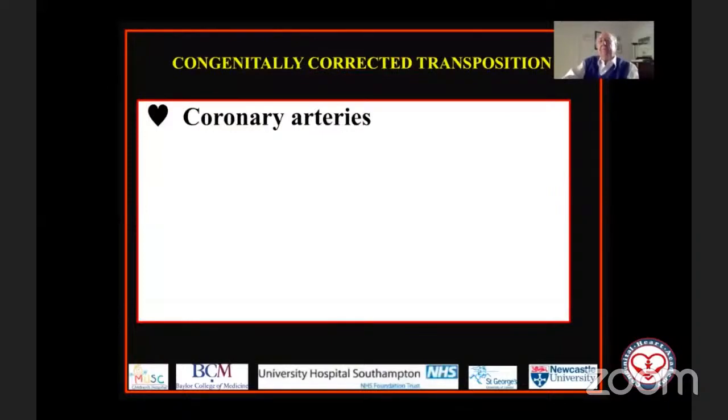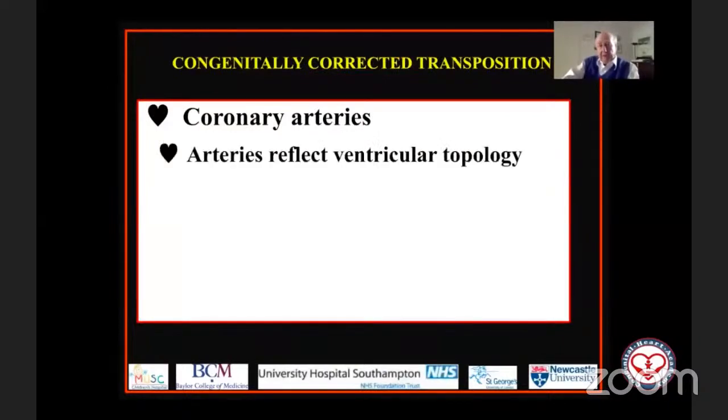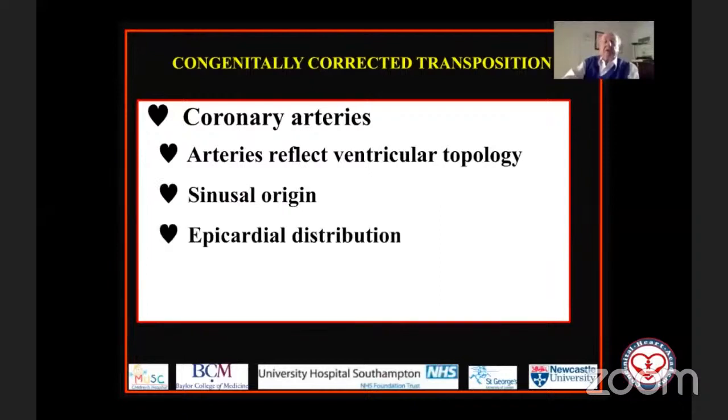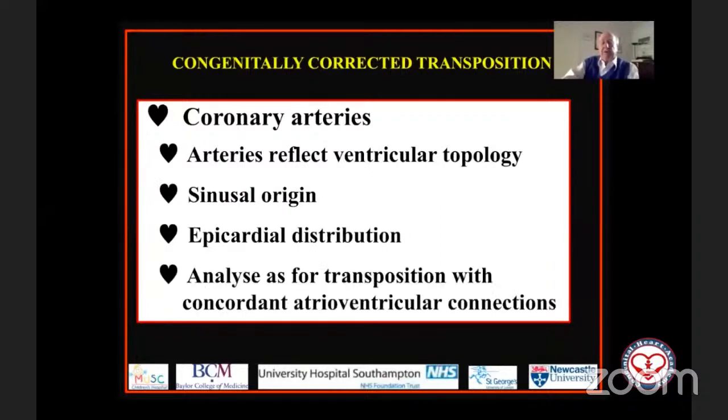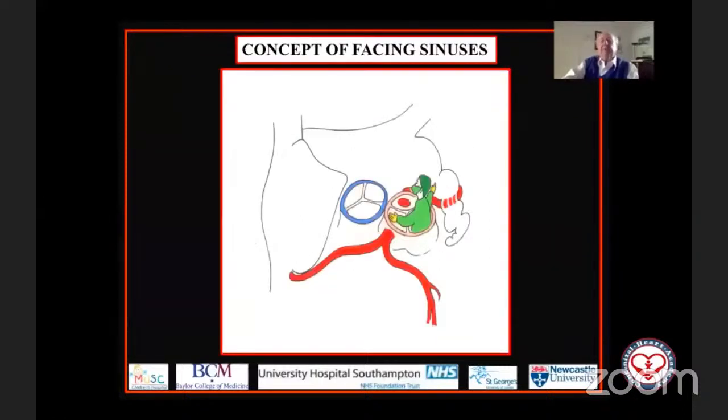So let's move on. Let's look at the coronary arteries. And the coronary arteries also reflect the ventricular topology. So when we want to analyze the coronary arteries, we look at their sinusal origin, we look at their epicardial distribution, and then we analyze them just as we would in regular transposition.